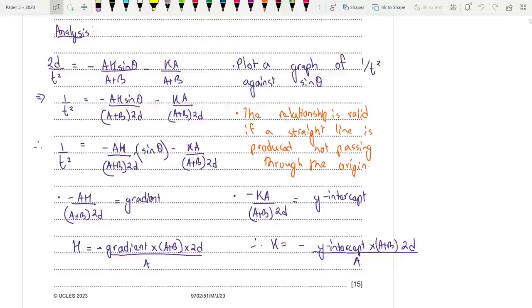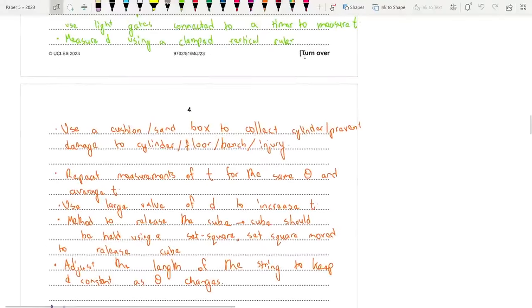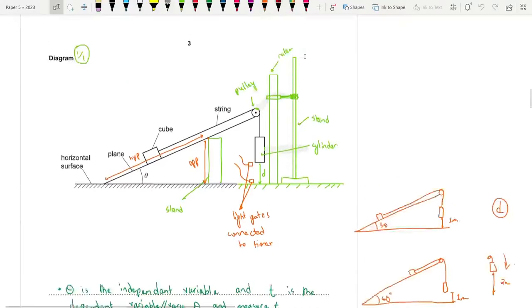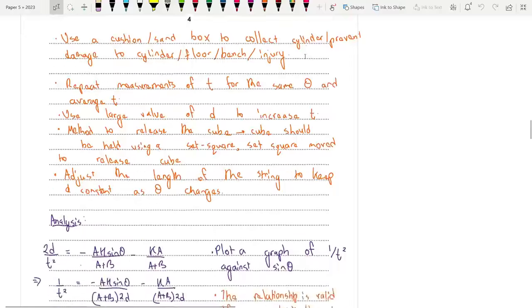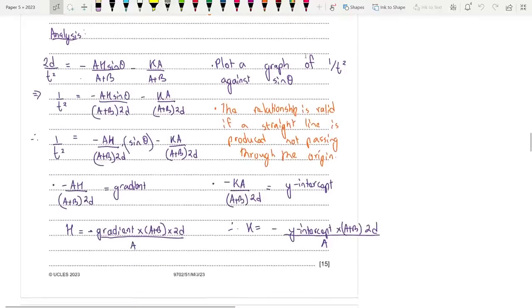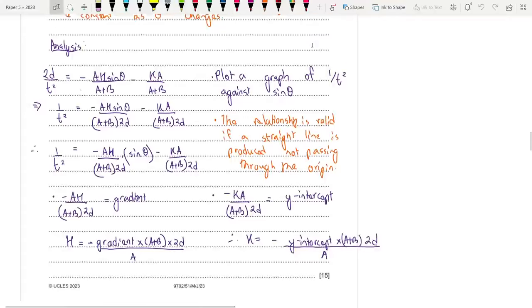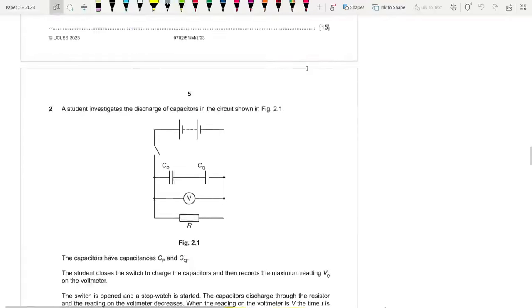You can pause the video if you need to copy anything from here. And here's the other part of the question. So yeah, small questions, not that complicated, very typical. The analysis part was bigger compared to usual. So let's move on to question 2 then.